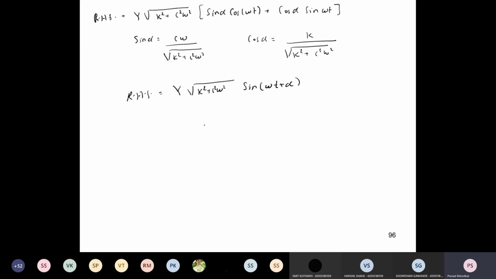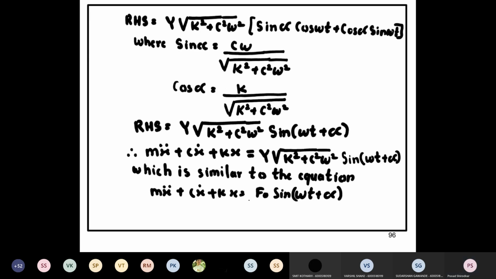Now again we can compare this whole thing. So our equation becomes mx double dot plus cx dot plus kx is equal to Y into square root of k square plus c square omega square into sin (omega t plus alpha). So this is nothing but similar to our form. This term I can write as F0. Any questions so far?